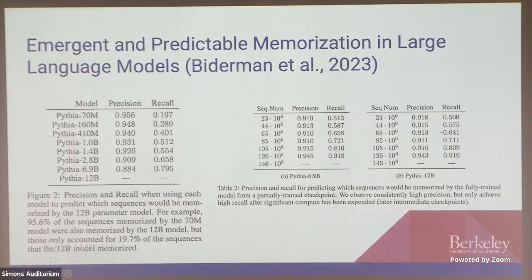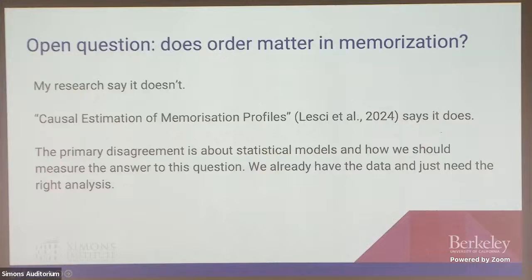One of the big open questions here is, does order matter when it comes to memorization? I've claimed in two separate papers that the answer is that it doesn't. Specifically, the question is, does the position within the training dataset influence whether or not a specific data point is going to be memorized? I've written two papers in which I've claimed it doesn't. There's a recent paper that won a best paper award at ACL last month that claims it does.